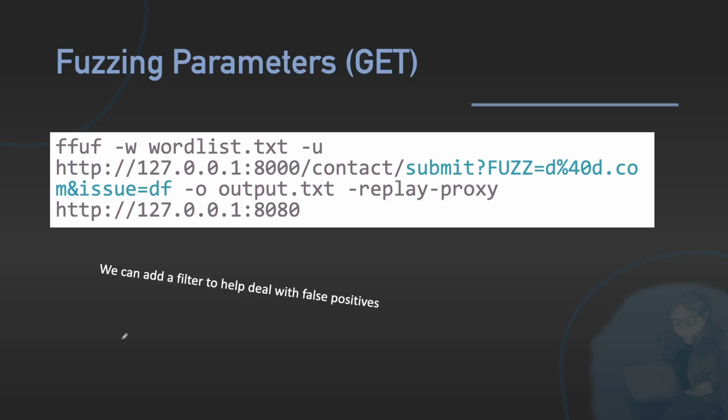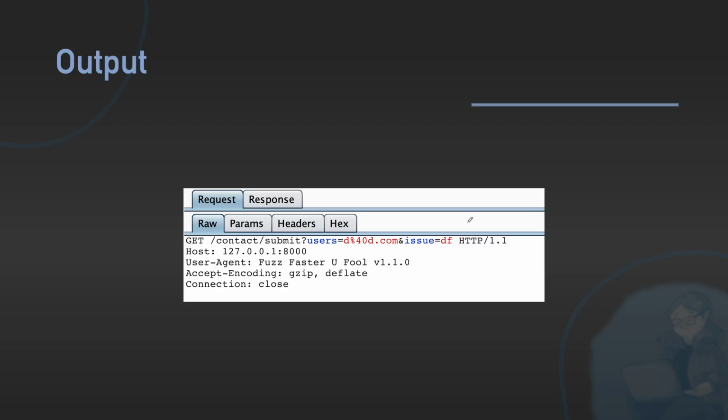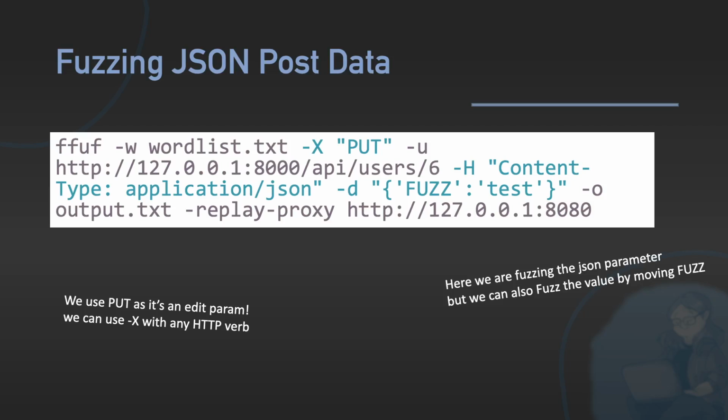And we can do the same with GET as well. Again, you can see we've got FUZZ in the parameter. And we can use a filter to help deal with false positives as well. So the output of that is we then have this here, which is very, very cool. And you can see we can fuzz not just POST, but also GET. We can fuzz parameters, not just data.